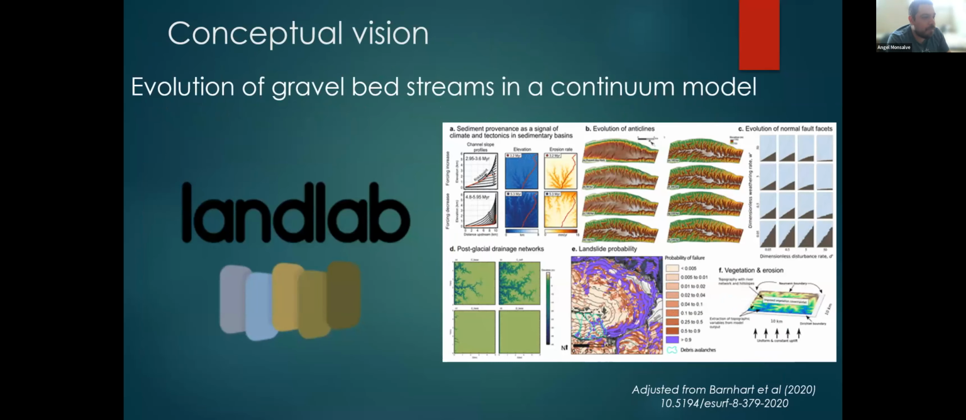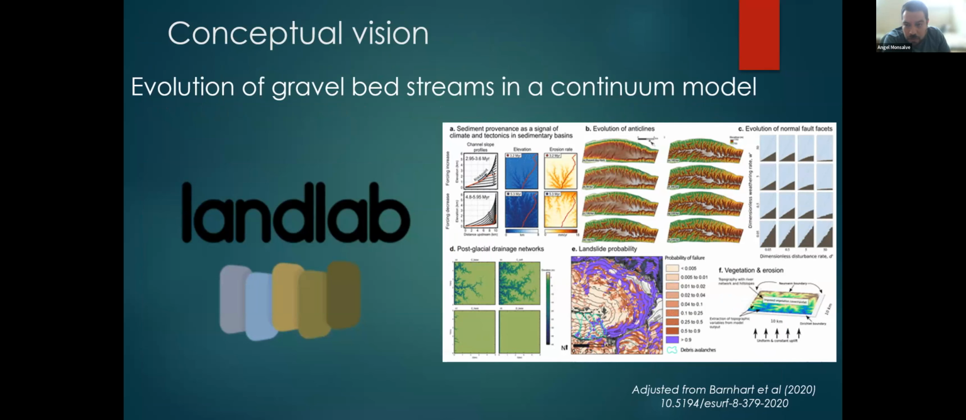So our new model is designed to model the evolution of gravel bed streams within a continuum framework. This means that we are not simulating the movement of the individual particles, but how volumes of sediment move.